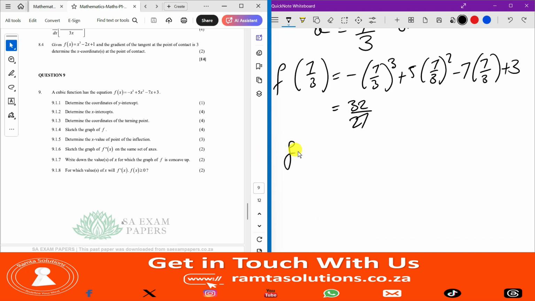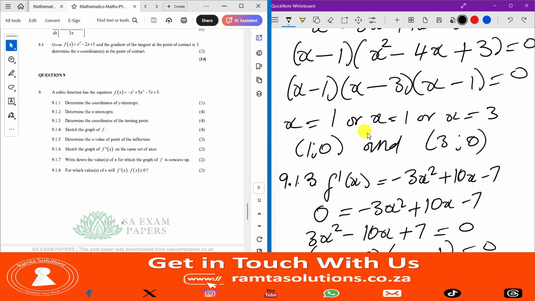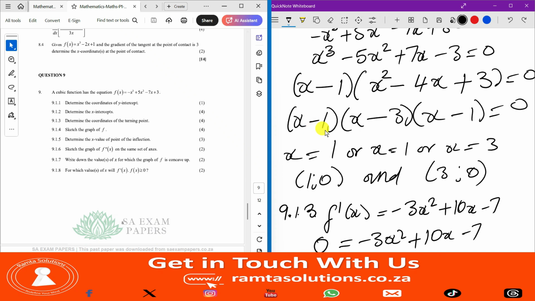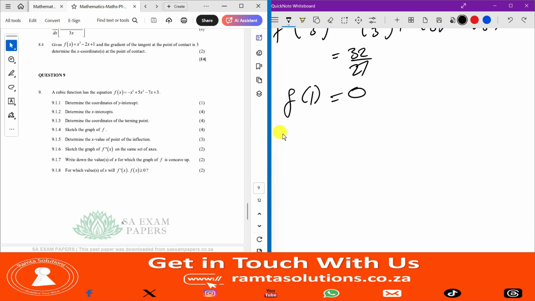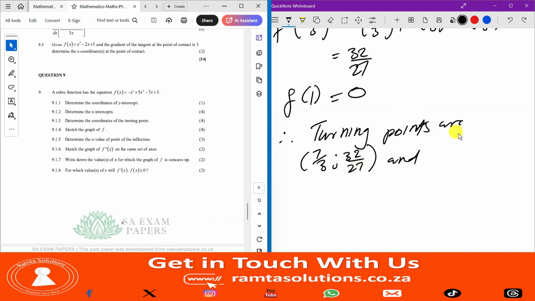Now f of 1, I will not hesitate. It is 0. I remember saying to you, when we put x equals 1, we will get 0. Do you see it? So the coordinates of the turning points are, therefore, (7 over 3, 32 over 27) and (1, 0).